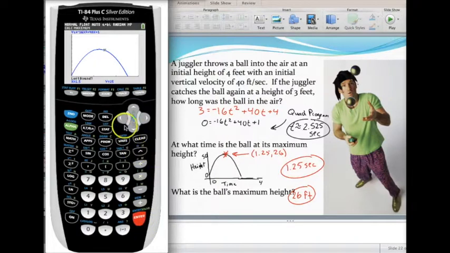And they're going to ask you 3 questions. They'll say go to the left of the maximum, go to the right, and then guess. So over here, that's to the left. Just be somewhere to the left, not too close to it that you miss it. Move over somewhere to the right and press enter. And then your guess is just press enter again.